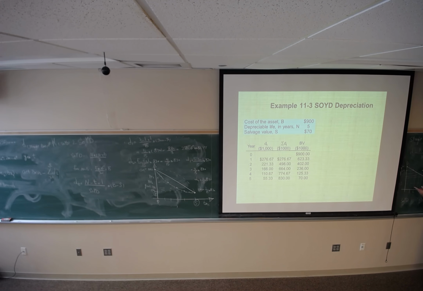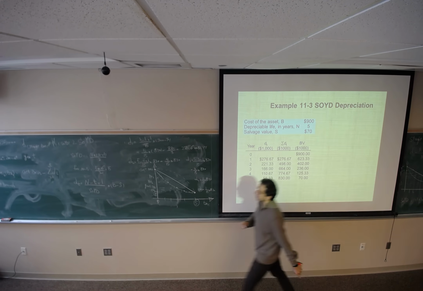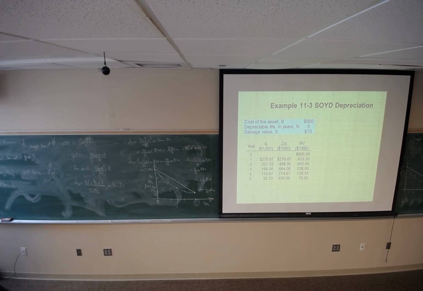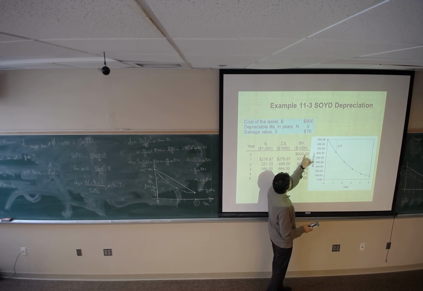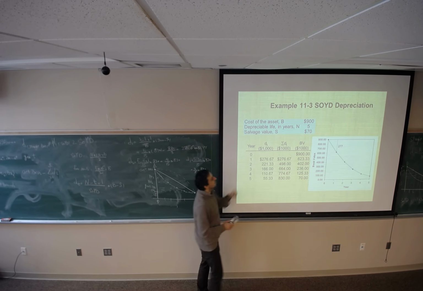Also in this method, it is starting from $900 to $70, but we are going to have something like this. Not a straight line. The curve is going to look like this. The difference between the book value at time 0 and the first year book value is going to be 277.